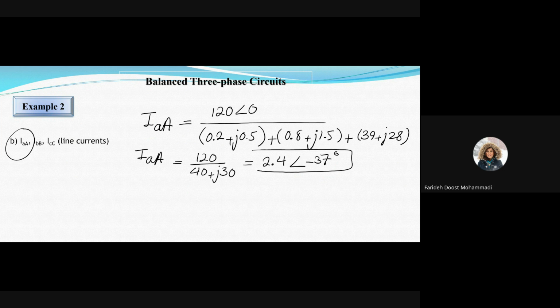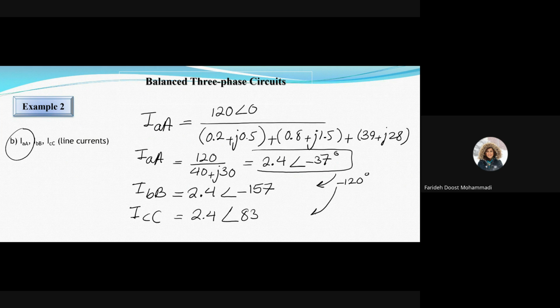Now that I have the current of phase A, I know that the circuit is balanced, so I can easily say IB, capital B, has the same magnitude, and the phase angle is equal to minus 157. So all I'm doing is subtracting 120 degrees from the angle. And IC, capital C, is 2.4 with an angle of 83, and for this one I need to add 120 degrees.